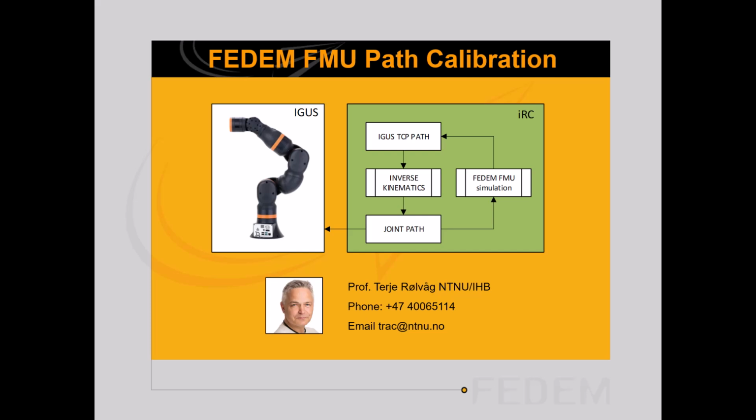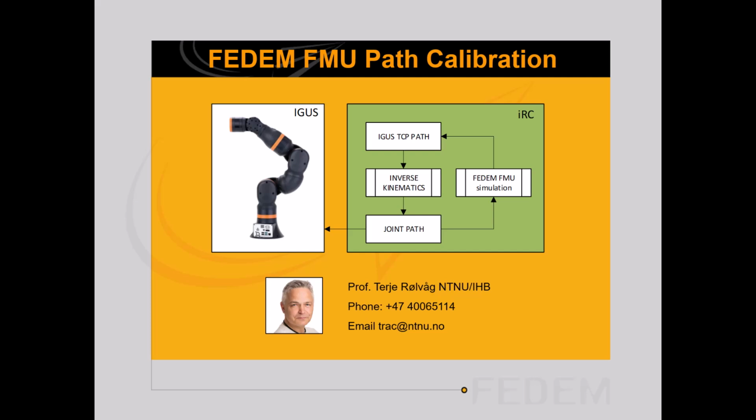In a previous video I showed you how you can create, validate and use a FEDEM model as a digital twin to improve the accuracy of an industrial robot like the Argus Rebel. The point is that you can compensate for the flexibility in the structures and the gears by running a FEDEM simulation and then update the reference path in your offline programming system.